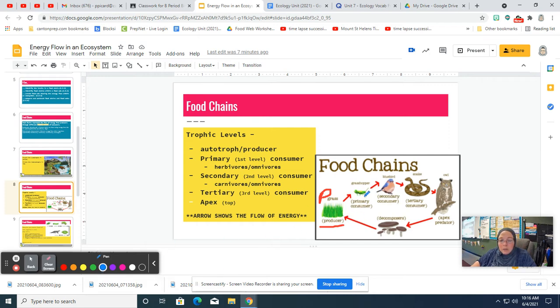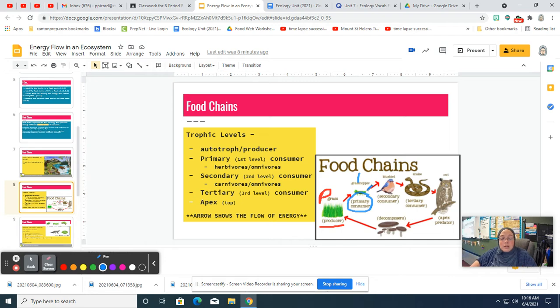So we have our animals that eat the producers, and these are our primary consumer. Again, consumer eats things. It is a heterotroph, and primary means one. So in this food chain, our grasshopper is our first level consumer, or our primary consumer. We're going to give him a little one there.